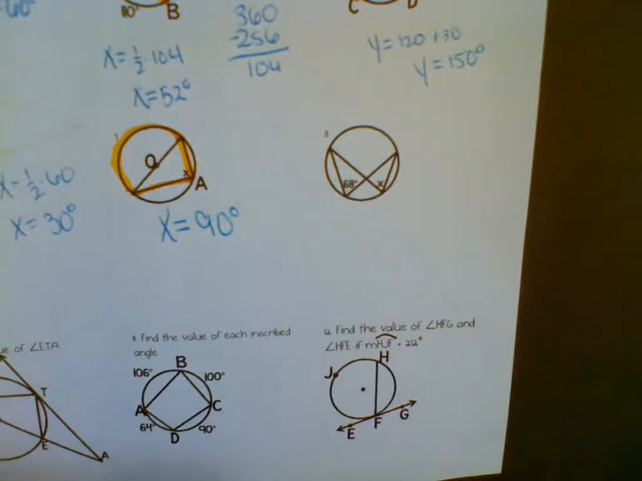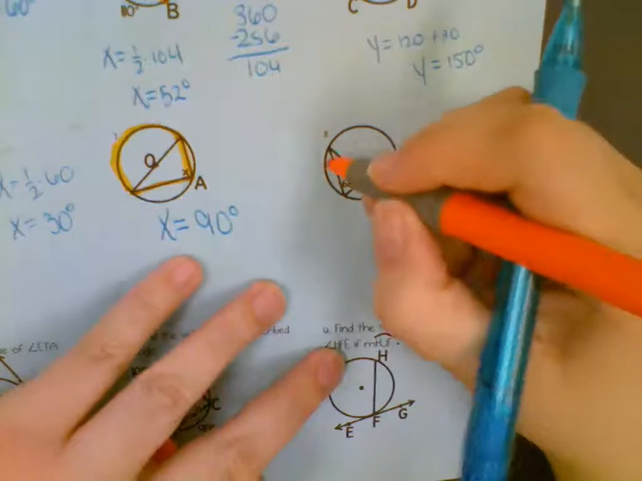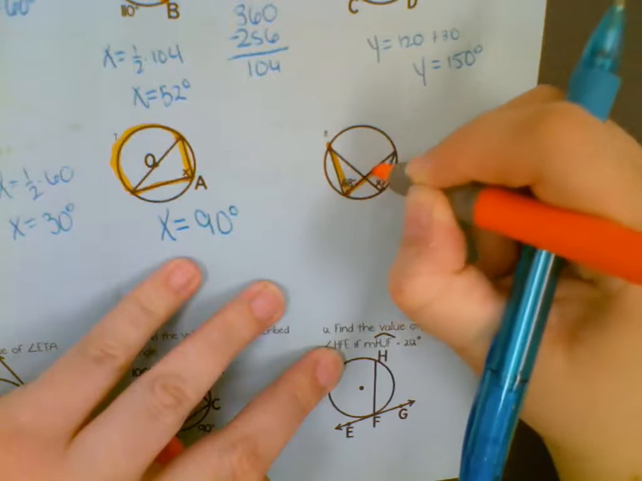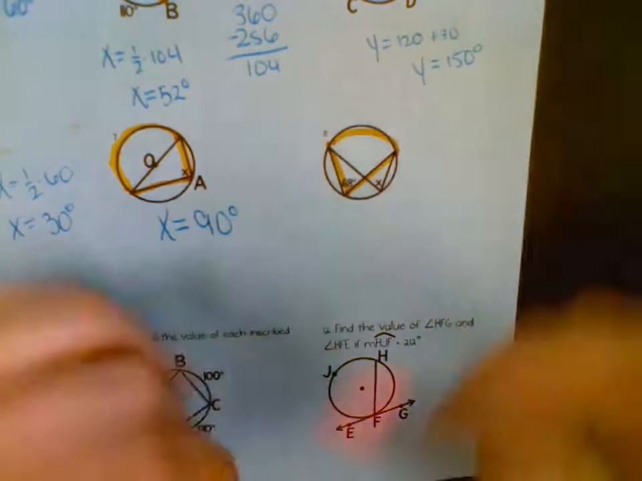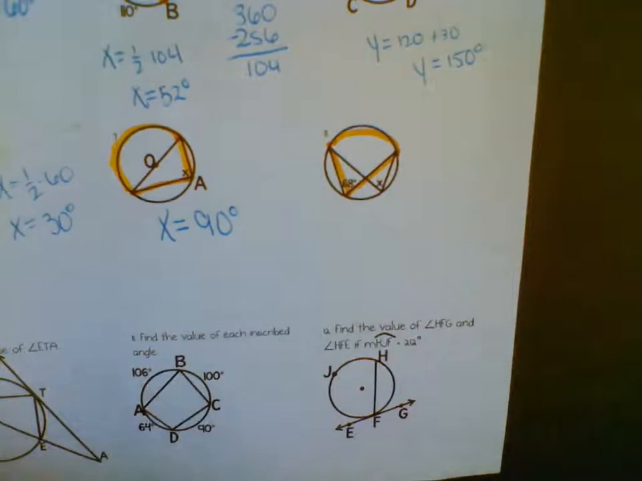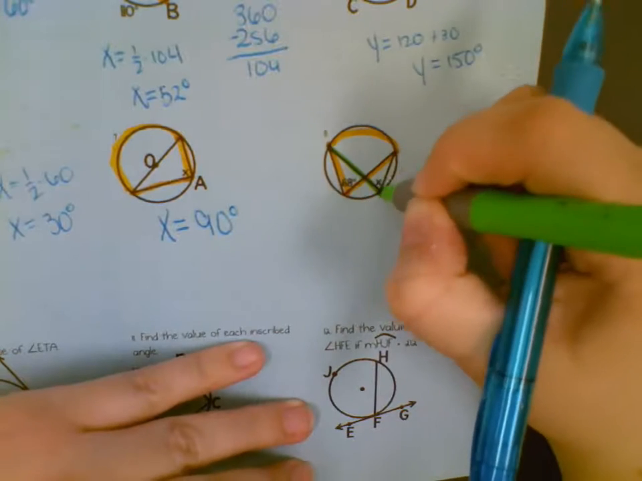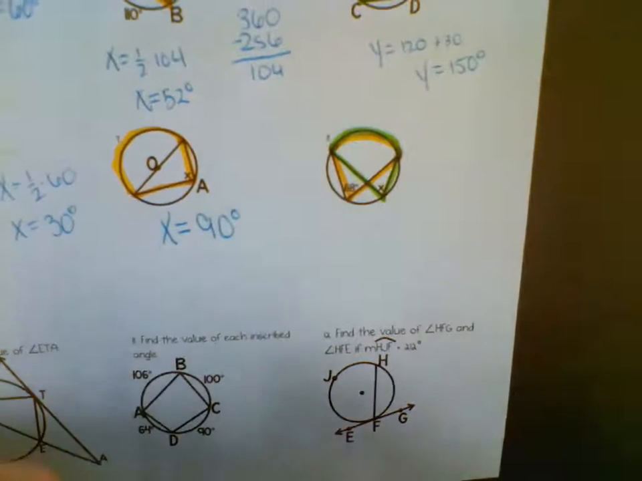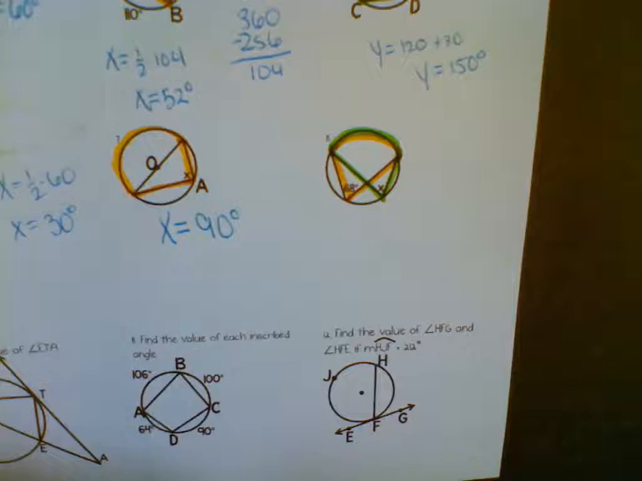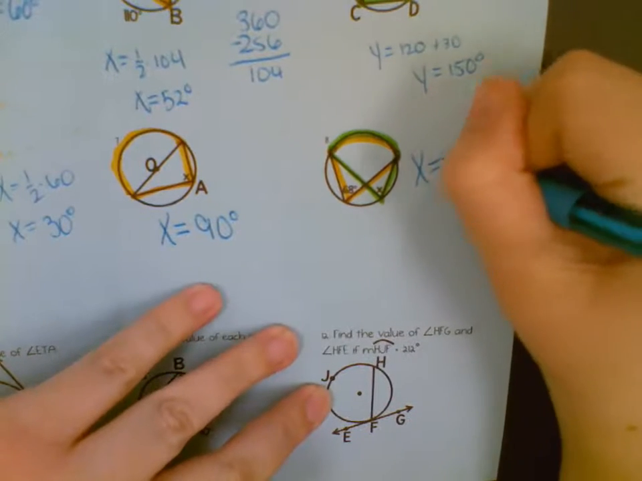Okay, so for number 8, if we trace that one and the one for x, we can see that they're open to the same arc. So if two angles are open to the same arc, then that means that they are congruent. So x is just 68.